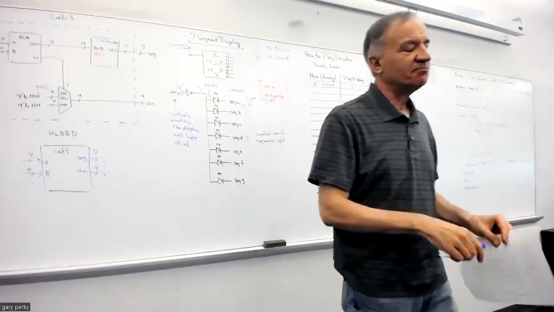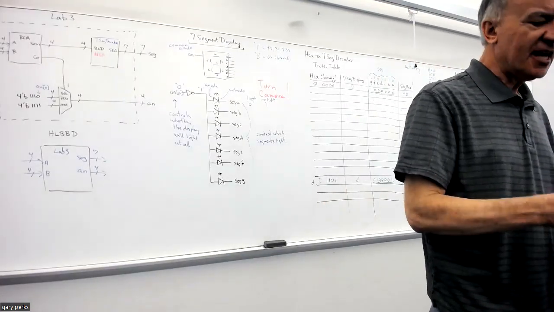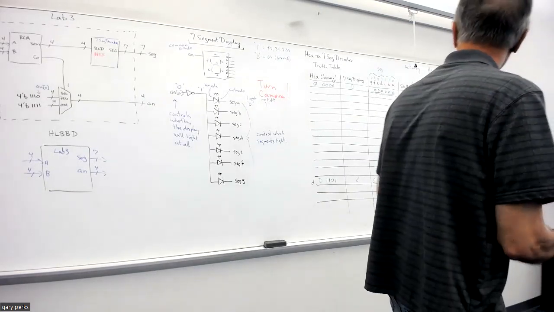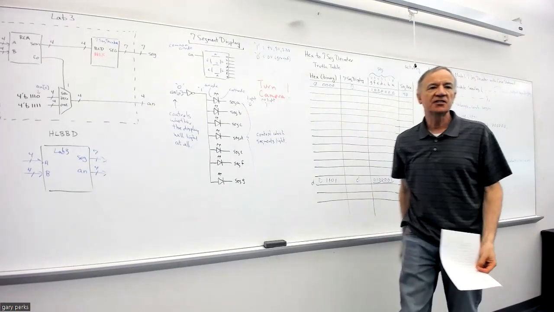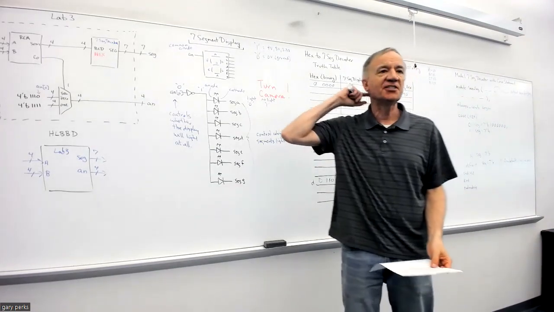Okay, so anyway, you should be set now to work on the activity. Again, the activity is filling out this table, and then you can get going on lab 3. You have enough information now to finish lab 3.